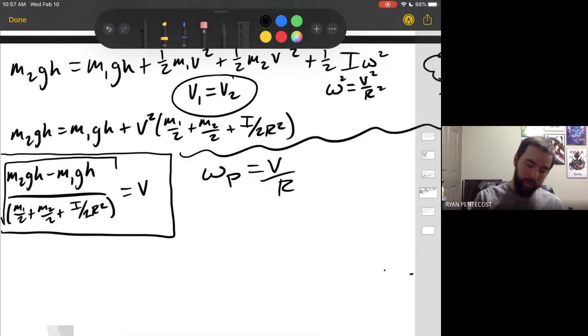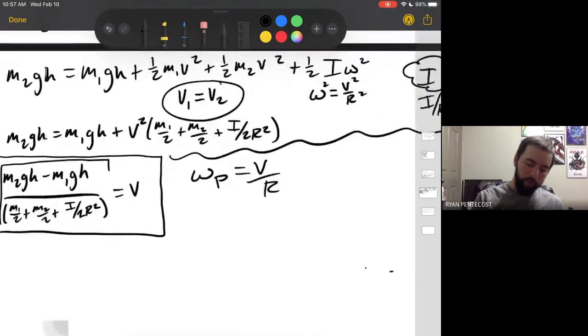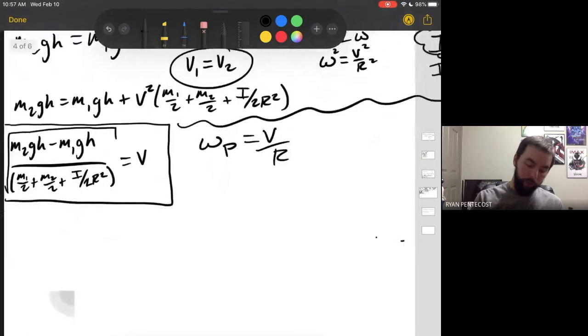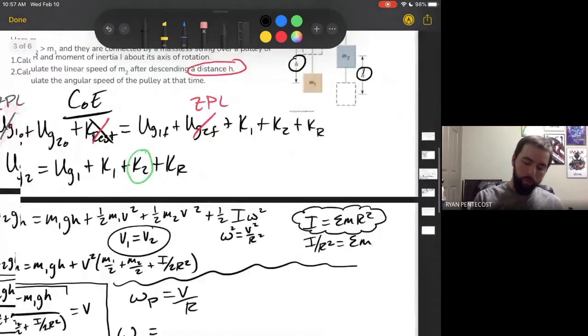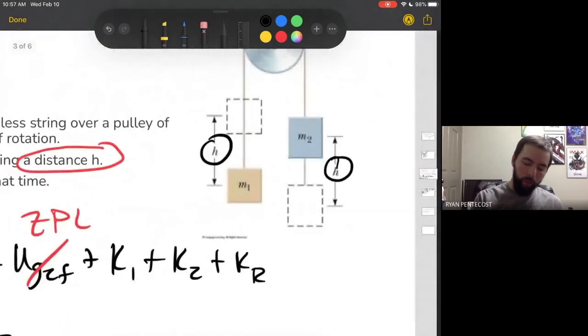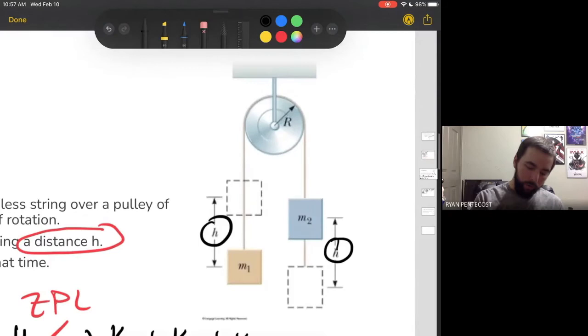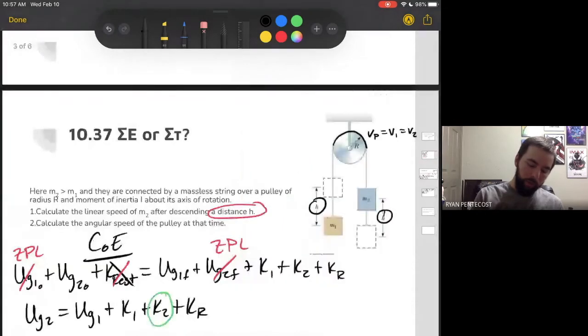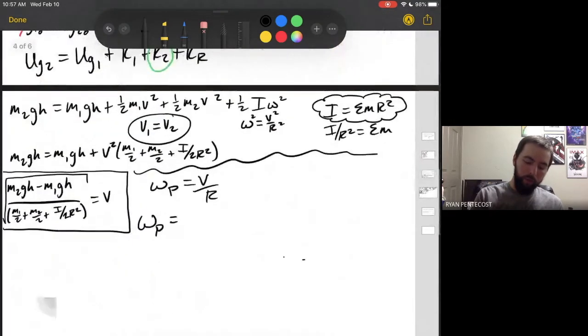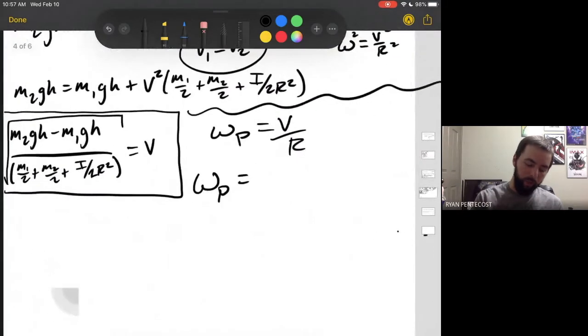So if that's the velocity, you would just divide the entire thing by the radius, which would look ugly. So the omega of the pulley, we can assume that everywhere, M1, M2, and the outer radius of the pulley, are all traveling at v. Velocity of the pulley, velocity 1, velocity 2. We can make that assumption because that string is taut, doesn't have any slack, and doesn't break.